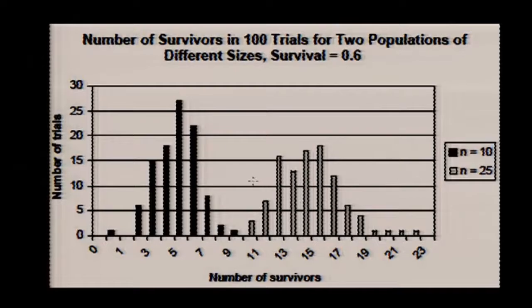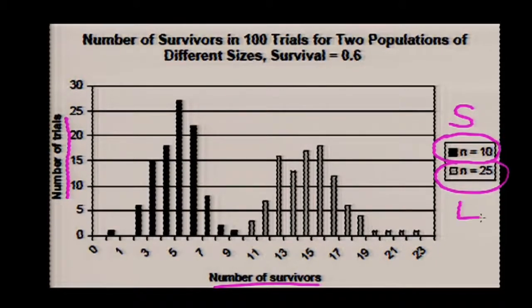So here's that graph. Here's a graph of the results. We've got number of survivors down here on the x-axis and number of trials here on the y-axis. And again, we're dealing with two populations: a small population that consists of 10 individuals and a larger population that consists of 25 individuals.